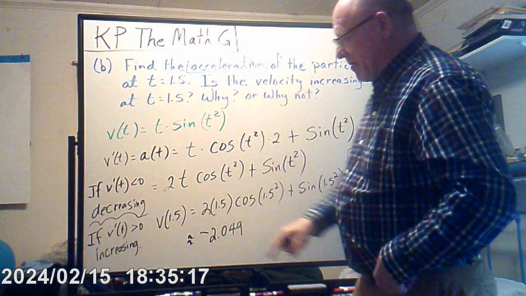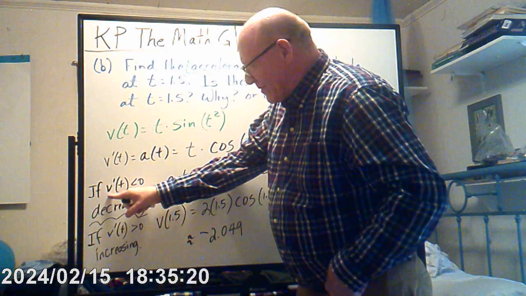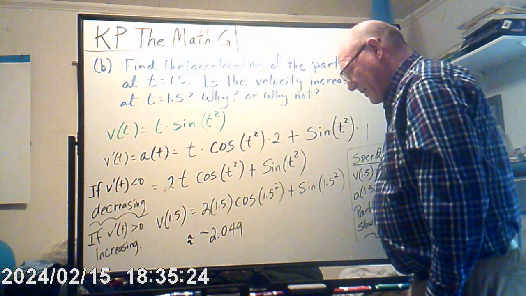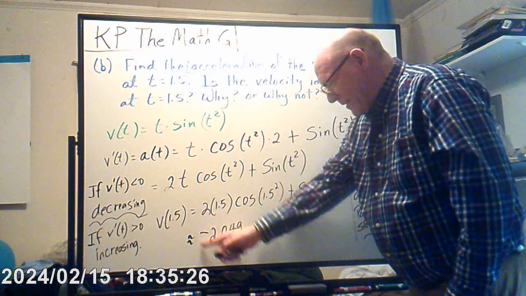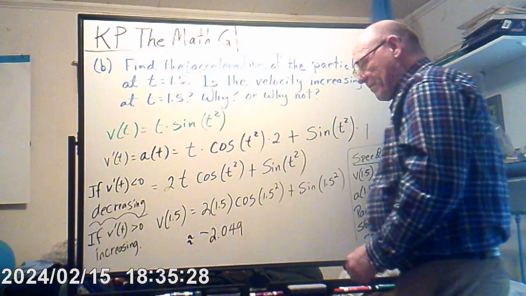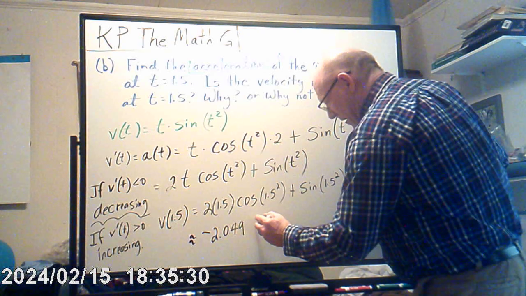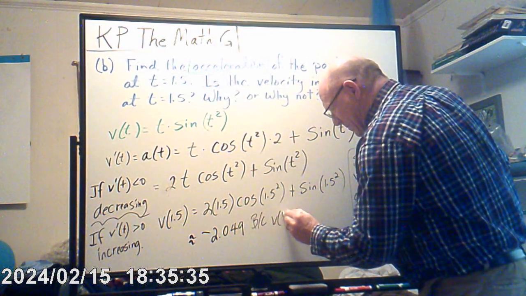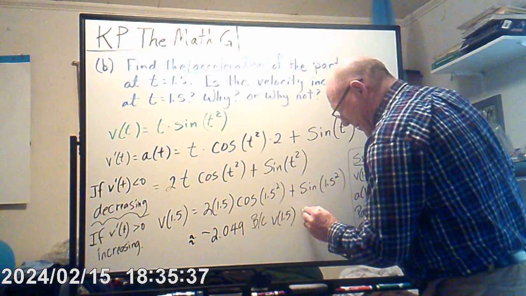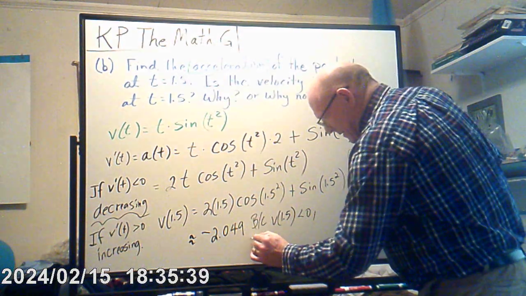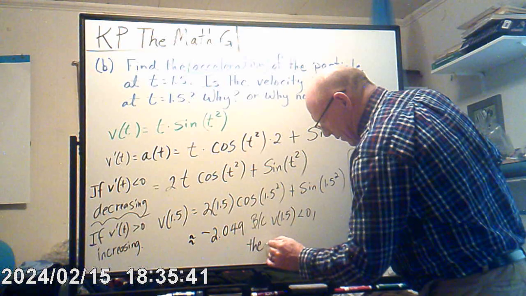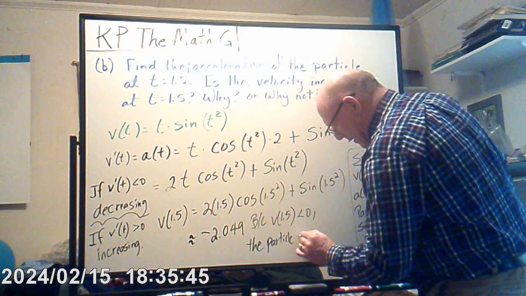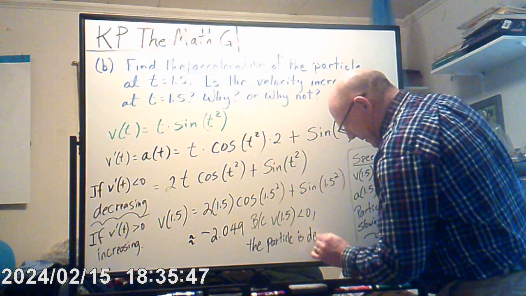So just keep in mind that if v prime, the derivative, which is a at t, is less than 0, then this is so because v at 1.5 is negative, then the particle is decreasing.